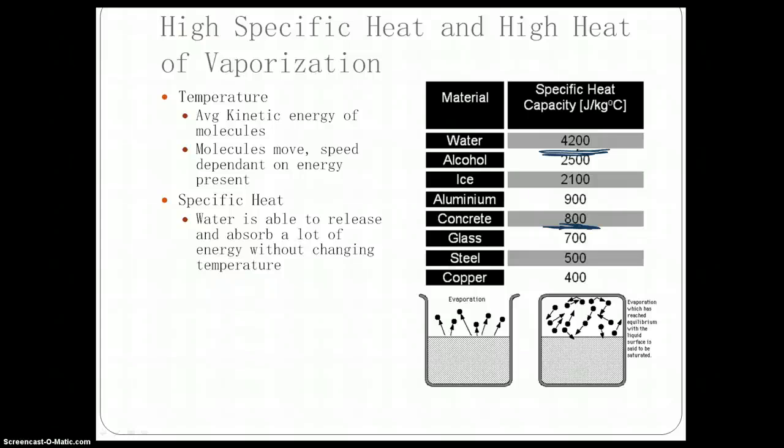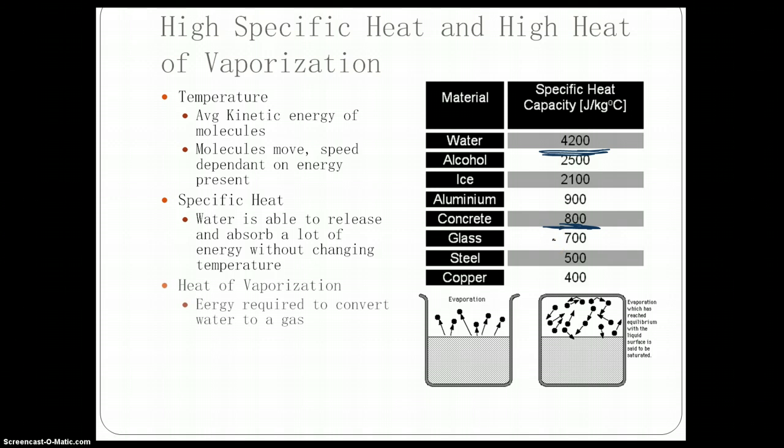Near water, when it's cold, water can release all the energy that it's stored. When it's warm, water can absorb a lot of energy before it starts to evaporate, before it starts to get really hot. And that's important for maintaining stable environments that life is able to survive and thrive in.